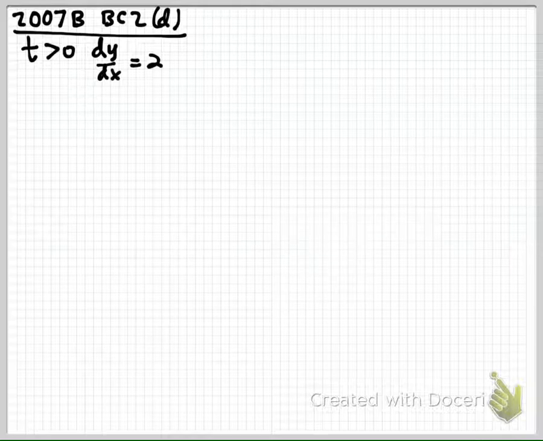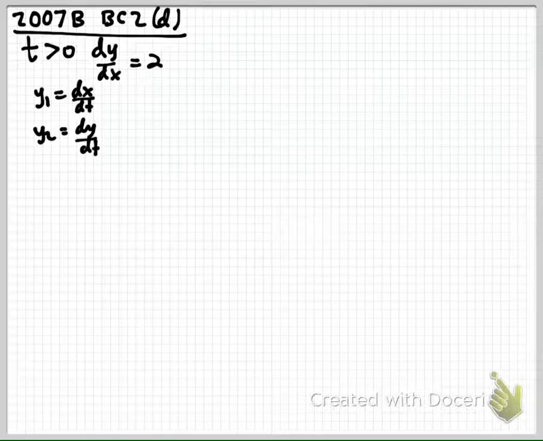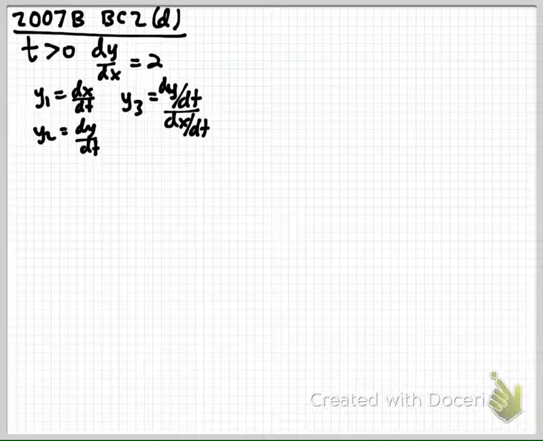So you should already have your y1 as your dx/dt, and you should have your y2 equals your dy/dt. That's what you should have in your calculator already. So what we know is we're going to set our y3, we don't know this, but we're going to set our y3 equal to the dy/dt over dx/dt. Okay, because that's what dy/dx is. And we're going to set that equal to 2, but let's do this first. Let's set our y3 equal to the y2 over the y1.